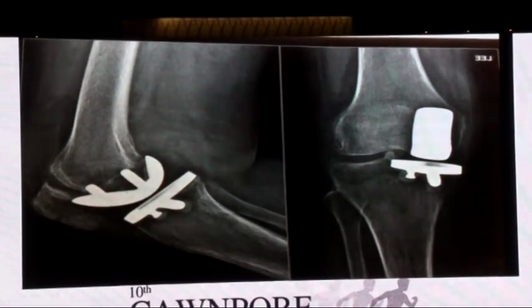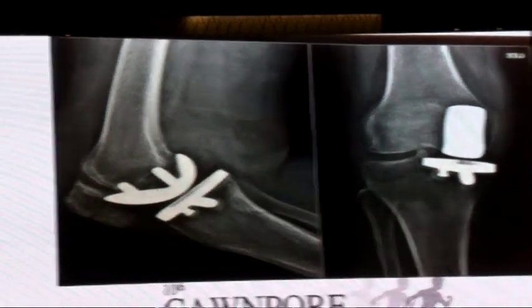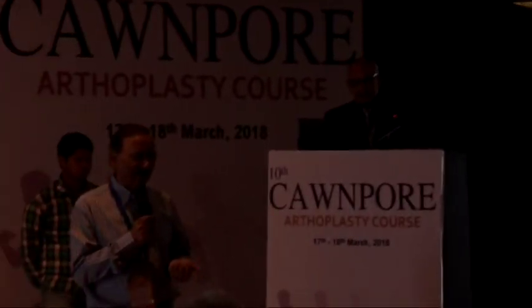Okay, so this is a problem of fracture patella in the case of either a UKR or a TKR. We all have cases like this.